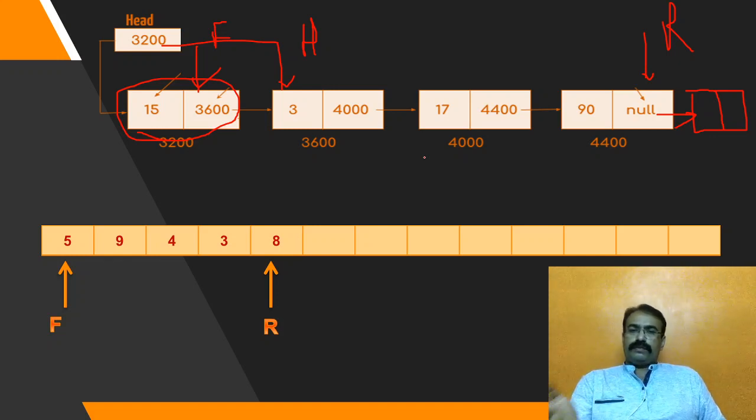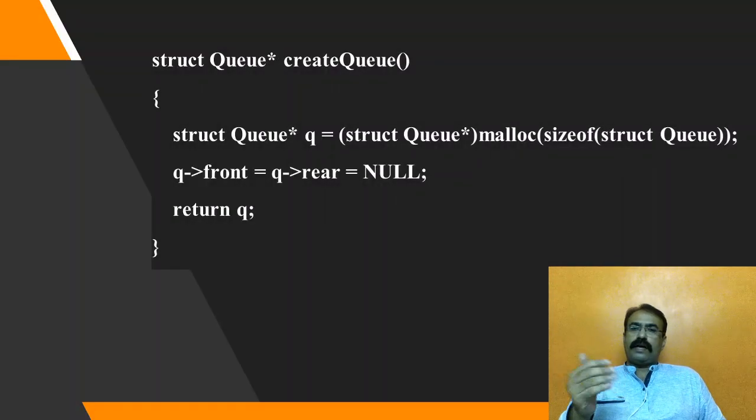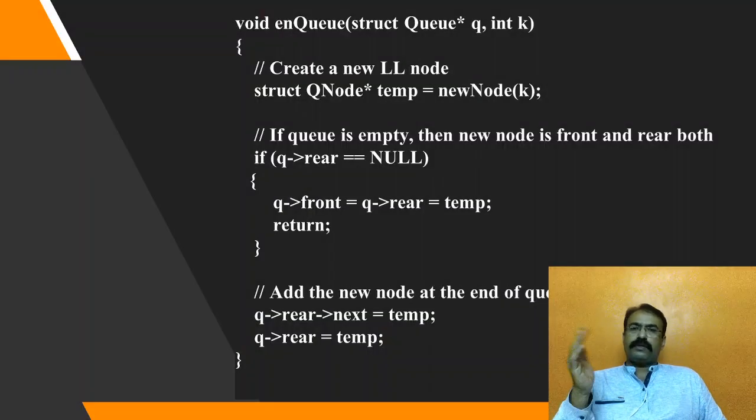Okay, so you can have an implementation of this queue. Create a queue means, okay, that care we'll have to take, because what is the initial condition of a queue in the array? F and R both are pointing to -1. So here you can make queue.rear and queue.front pointing to null. Even if you are not making that, it is not going to make a difference, because every time we are going to create a new node.